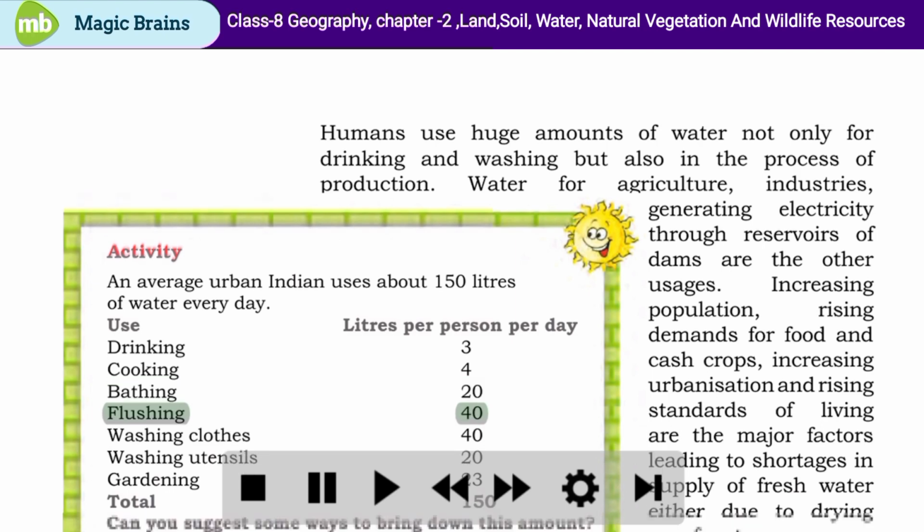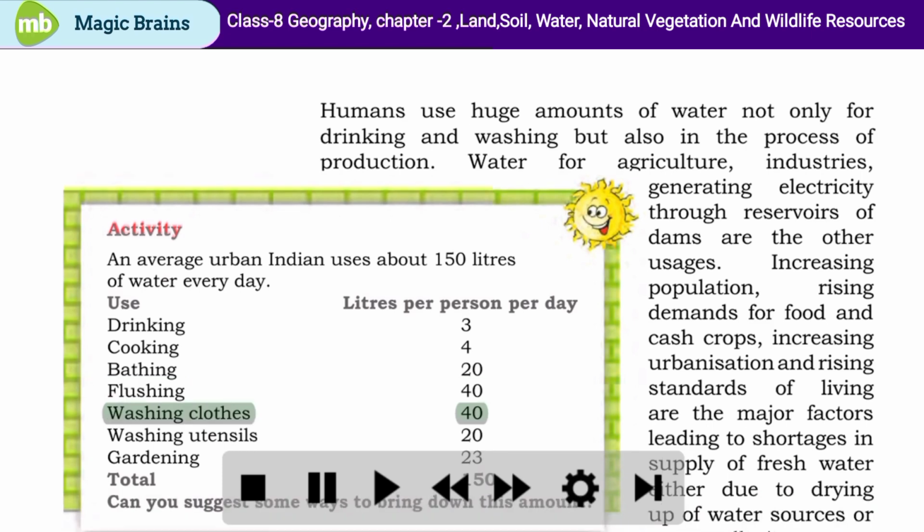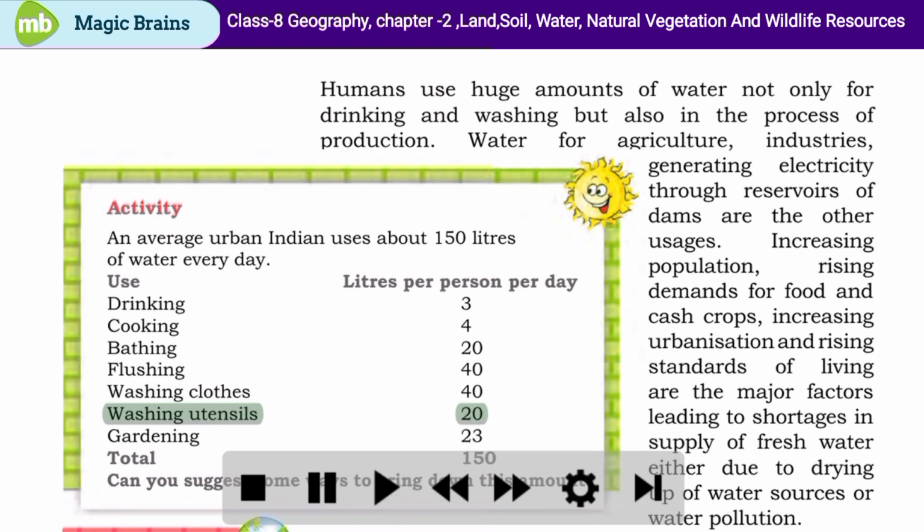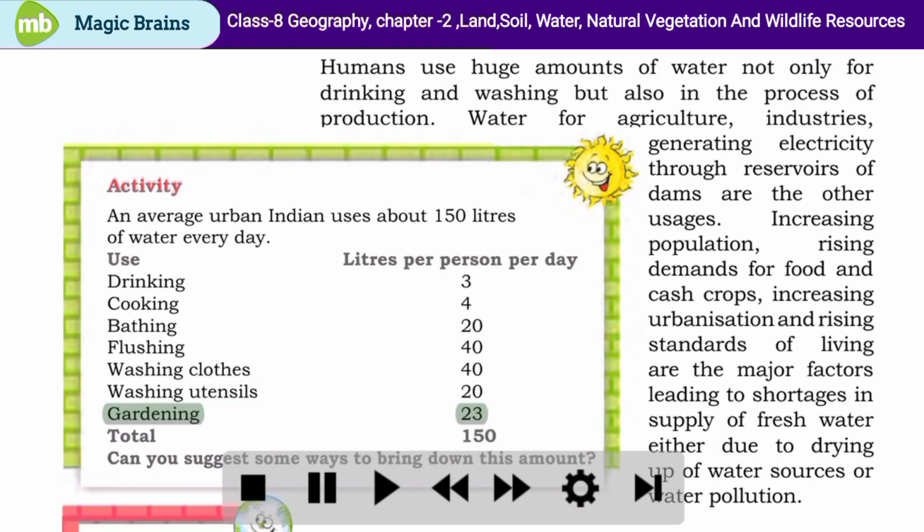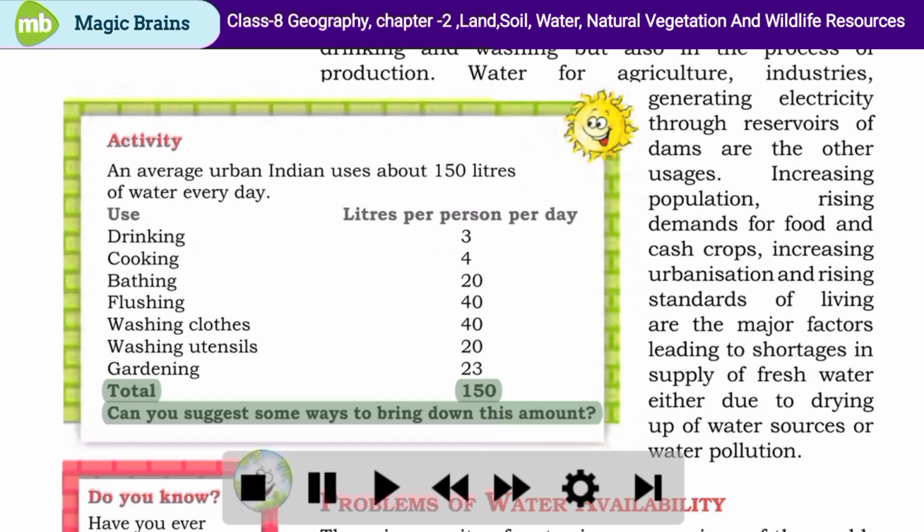Flushing uses 40 liters per person per day. Washing clothes uses 40 liters per person per day. Washing utensils uses 20 liters per person per day. Gardening uses 23 liters per person per day. Total in the end is 150 liters. It is also written here, can you suggest some ways to bring down this amount?